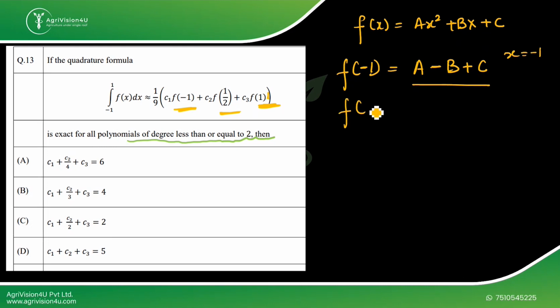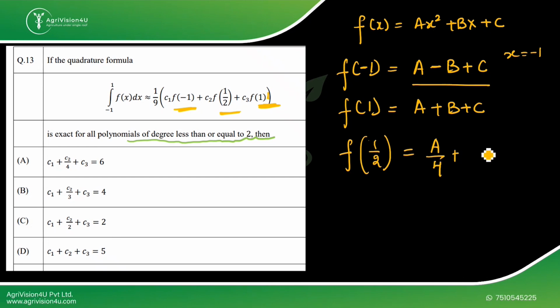Okay. If I put the value of 1, what I will get? I will get a plus b plus c, right? If I put x equals 1 by 2 in the function, then what I will get? I will get a, 1 by 2 square will be 1 by 4, b into 1 by 2, it will be b by 2, plus c. So these are the three relations that I'm getting. Okay. This is the first step that I can do over here.